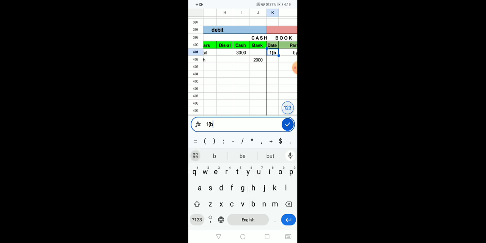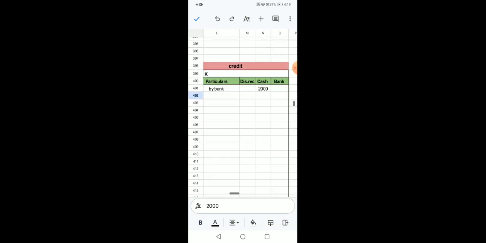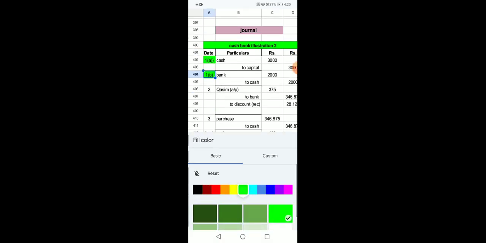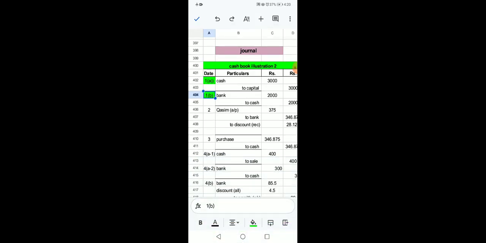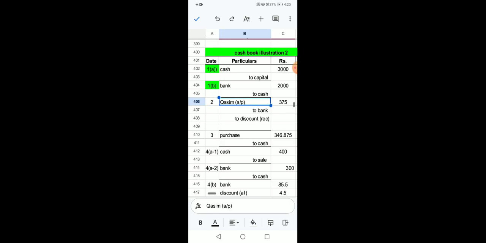So you will post 1B over here. The second entry had two elements. Bank was debited 2000 and cash was credited by 2000. Both elements have been posted. 1B is completed. Mark it as done. Okay, now we are at entry number 2, where there are three elements, but we are associated with only two elements, which are bank and discount. So step by step we will complete.